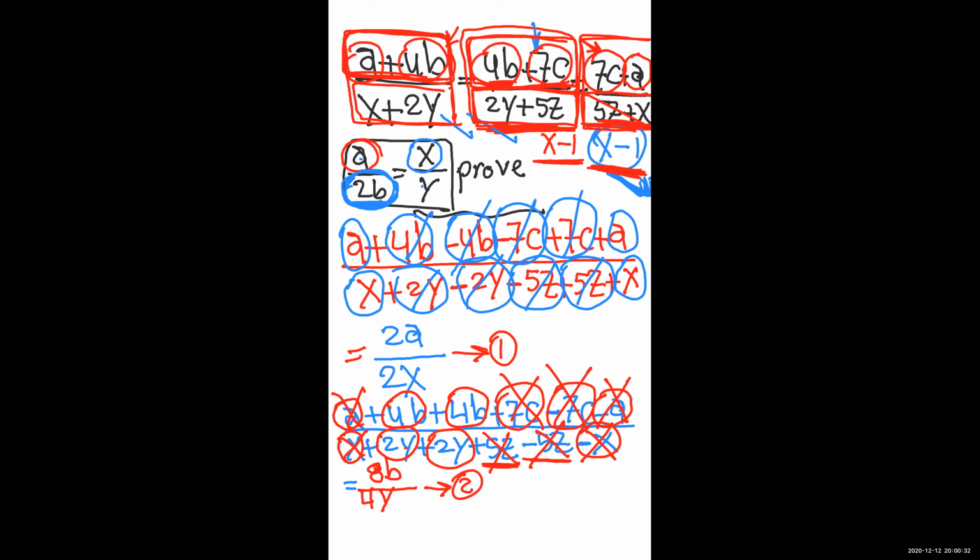From these two ratios, we will get the first antecedent over the second antecedent, which is 2a over the second antecedent, which is 8b, will equal the first consequent, which is 2x, over the second consequent, which is 4y. Okay, now simplify this one. I'm going to clear this part from the board so that we can continue the simplification of this question.